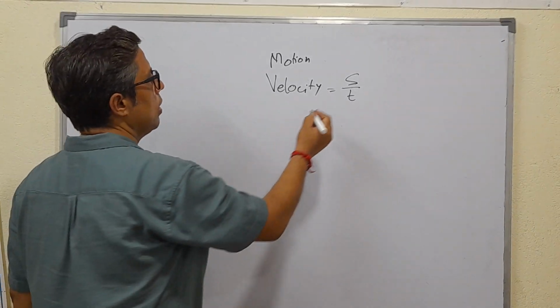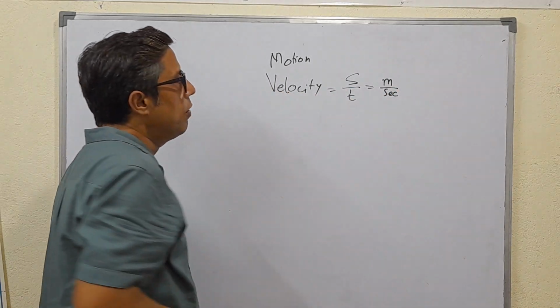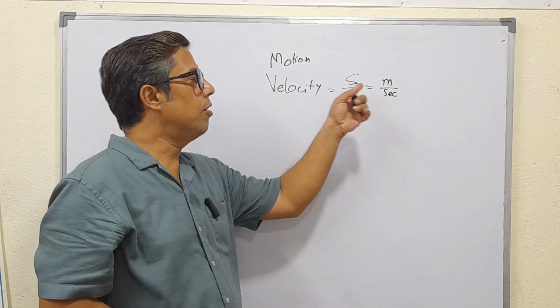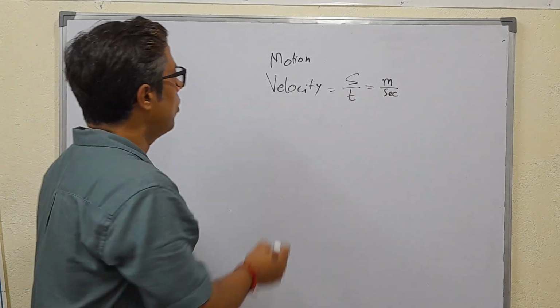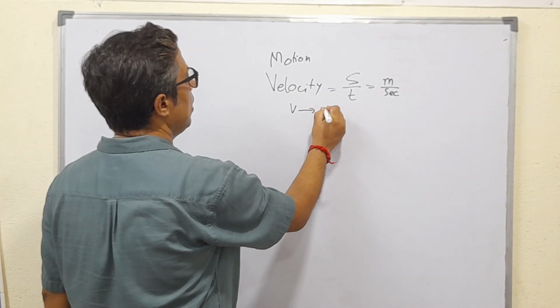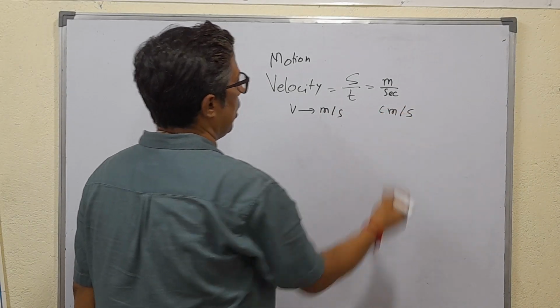What is the unit of velocity? It will be meter per second. Formula-wise, the unit of displacement is meter and the unit of time is second. So the unit of velocity is meter per second in SI, and in CGS, centimeter per second.